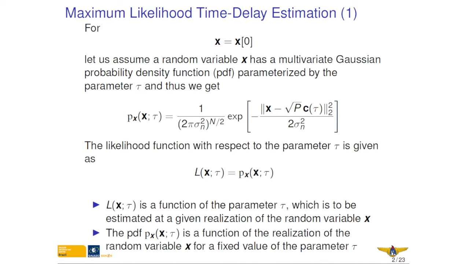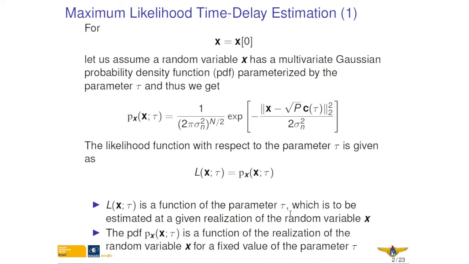And the likelihood function with respect to the parameter tau is given as L of x of tau, and this is equivalent to the PDF. And the difference between the likelihood function and the PDF is given here below. So the likelihood is a function of the parameter tau, which is to be estimated at a given realization of the random variable x. The given realization of the random variable x is our received signal at this moment. And we will use this realization of the random variable x to estimate tau, while the PDF is a function of the realization of the random variable x for a fixed value of the parameter tau.